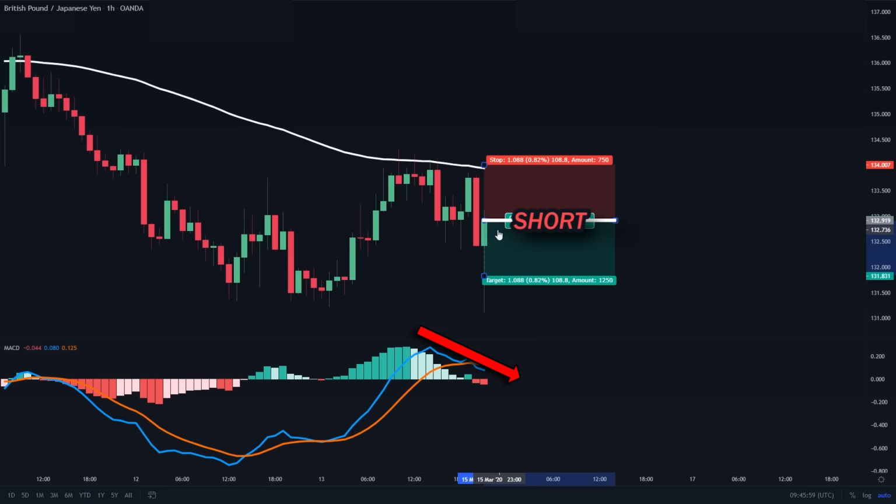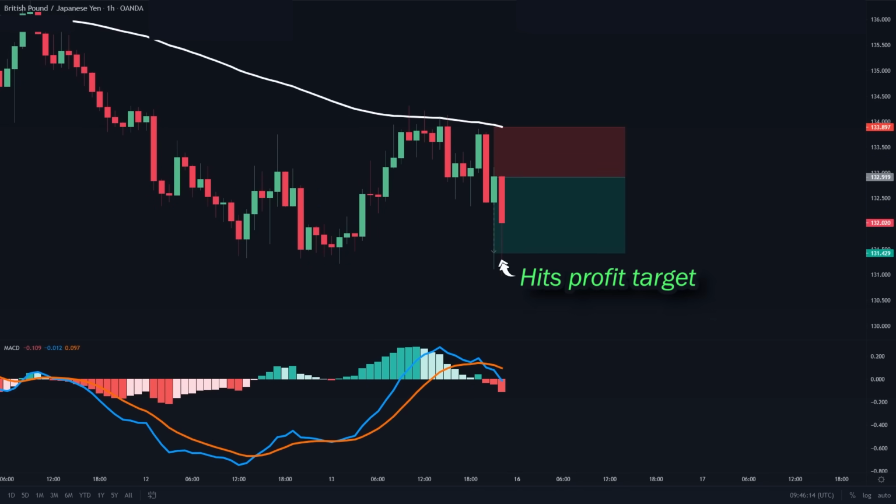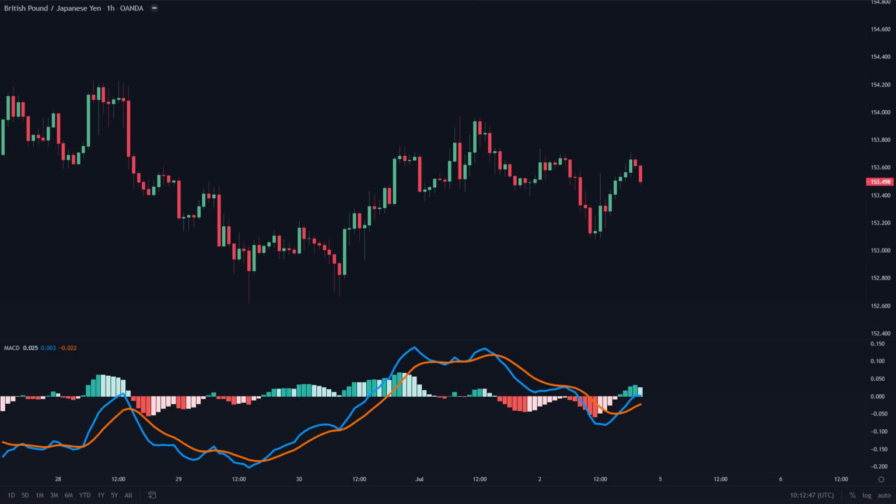Now for your stop loss, place it above the nearest swing high and set your profit target at 1.5 times your stop loss. And as you can see, the price hits our profit target, and so this counts as a successful trade. So that was a simple MACD strategy for beginners that you can use.